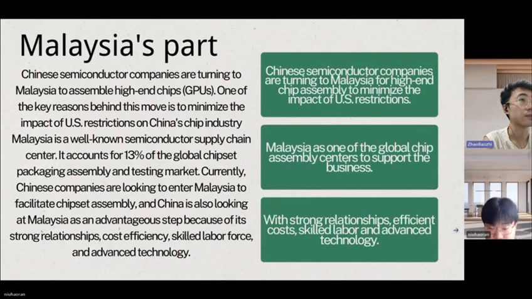This one is Malaysia's part. Chinese semiconductor companies are turning to Malaysia to assemble high-end chips. One of the key reasons behind this move is to minimize the impact of US restrictions on the Chinese chip industry. Malaysia is a well-known semiconductor supply chain center. It accounts for 13% of the global chipset packaging, assembly, and testing market. Currently, Chinese companies are looking to enter Malaysia to facilitate chipset assembly, and China is also looking at Malaysia as an advantageous step because of its strong relationships, cost efficiency, skilled labor force, and advanced technology. Next.